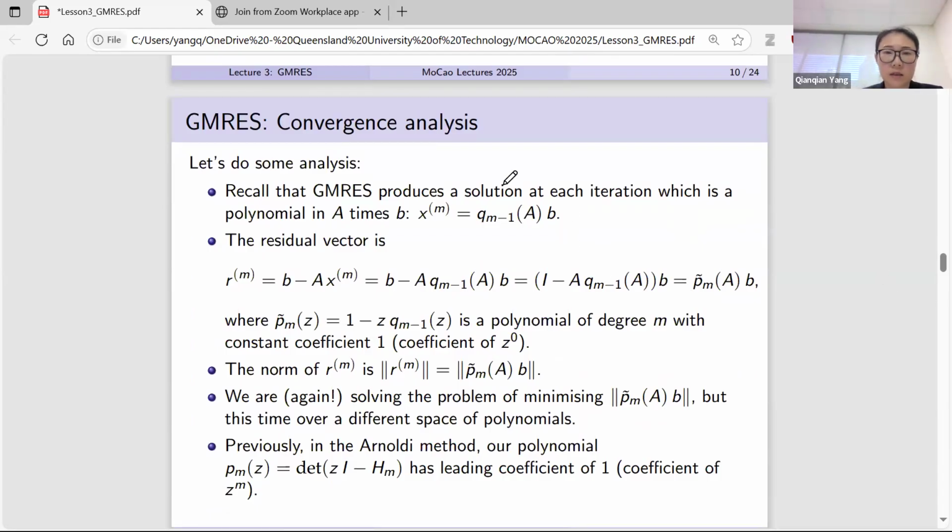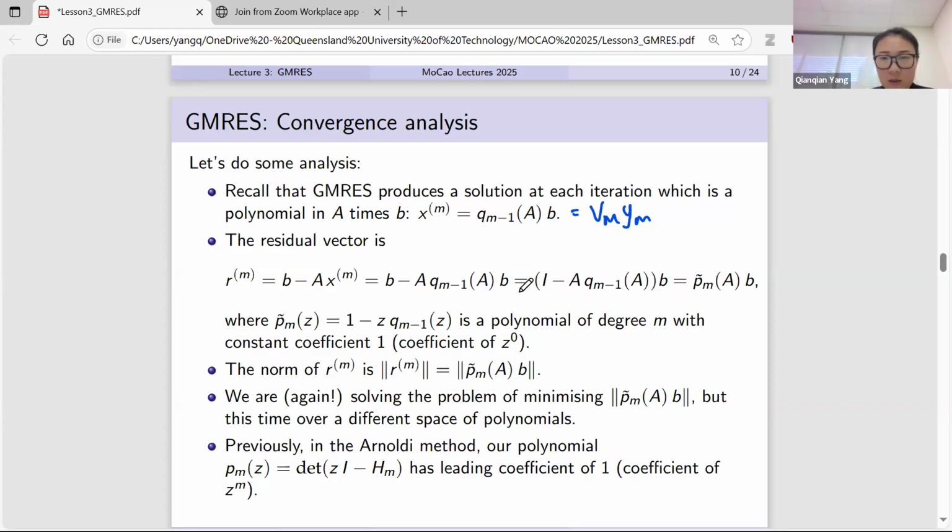Okay, so now let's do some analysis. Remember that at the beginning, we said that our GMRES produces a solution at each iteration, which is a polynomial of A times B. And this can be written as Vm times Ym. And this residual vector is Rm equals B minus A Xm, and then we replace Xm with this polynomial of A times B in here.